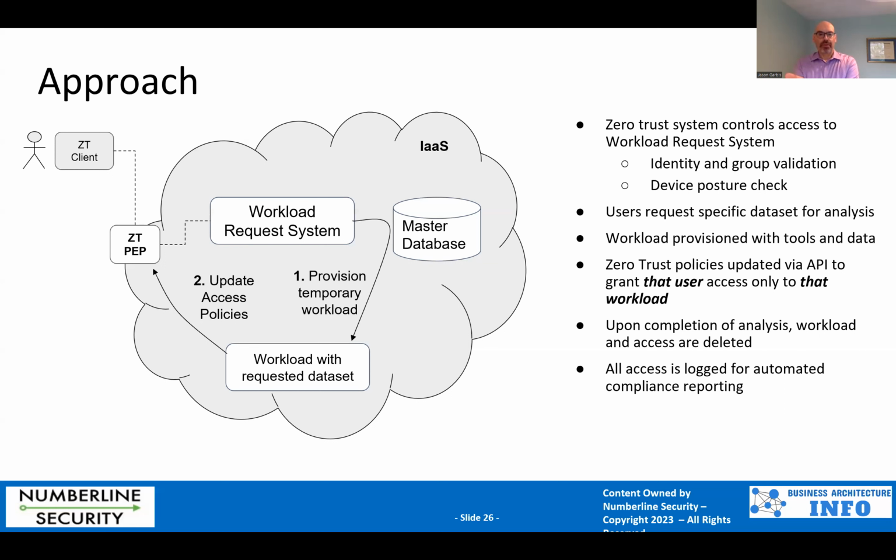And when the user finishes their work, 2 hours later, they say, "I looked at this, everything looks clean." They go back to the workload request system, they say, deprovision this, and that workload is destroyed and deleted, and that access policy goes away, so that even if that workload's IP address gets reused 10 minutes later, that user's not going to have access to it.